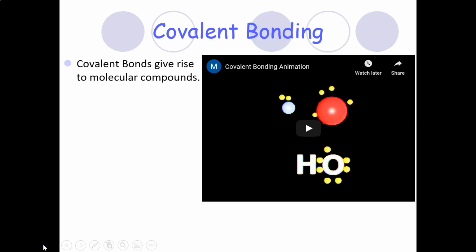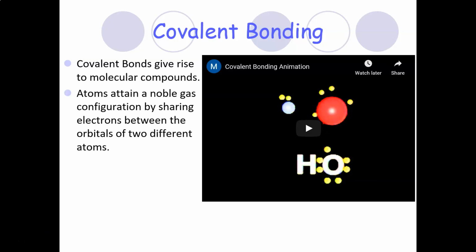So with covalent bonds, remember that they give rise to all the molecular compounds, all the organics, the hydrocarbons and everything with carbon, all the functional group stuff, have covalent bonds for the most part in them. So there's a lot of molecules that have covalent bonds.